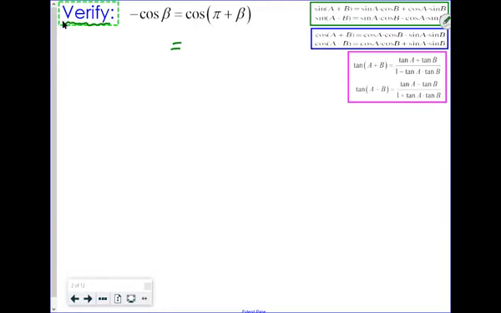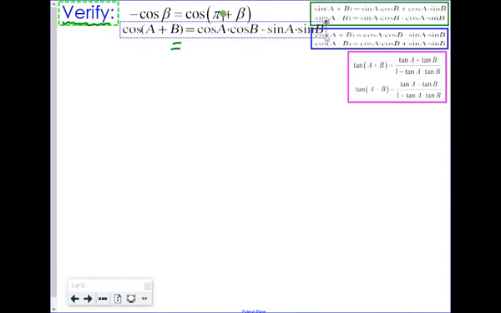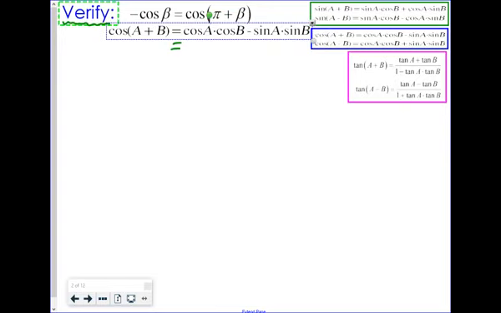Now, when I look at this, I'm seeing cosine of A plus B. So I know I'm going to use this identity, but please don't write that in your work there. Normally we want you to write out the identity, but if you write that there, you are saying, I know that this equals this, and that's not true. You don't know that. So you can't write that there. Please don't.